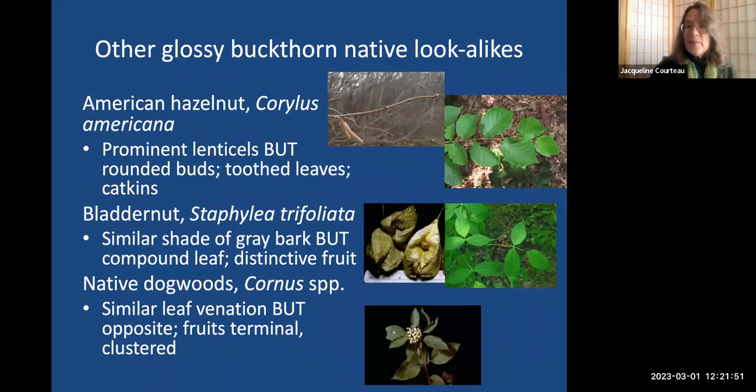Some other glossy buckthorn native lookalikes that I'm just going to run through quickly, and I will leave it to you to go to the books and compare for yourselves. But these are things that I have seen people confuse in the field, or Phyllis Higman has seen people confuse in the field. So it's just good to be aware of the others that might be out there in similar settings. Our lovely native American hazelnut, Corylus americana, has prominent lenticels on the stem, so that can be confusing. However, it has very rounded buds. It has catkins as part of its fruiting structure. That's the male fruiting body.